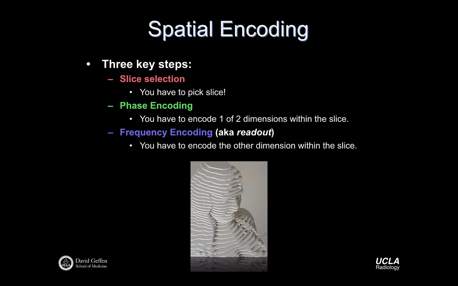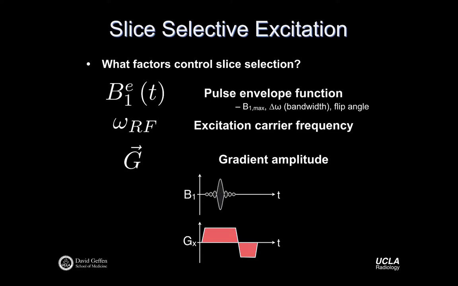So this is what we're really in the middle of for the class at least, which is this idea of spatial encoding. There were three key steps: slice selection, phase encoding, and frequency encoding. Last time we really only talked about slice selection, this idea that you have to pick an RF pulse in a particular way so that you excite the slice that you actually care about. I'll go over a couple of those concepts in review, and then we'll talk more about phase encoding and frequency encoding. There were a lot of factors that you can control and adjust in terms of how you pick your slice, or how you excite the slice that you're interested in.